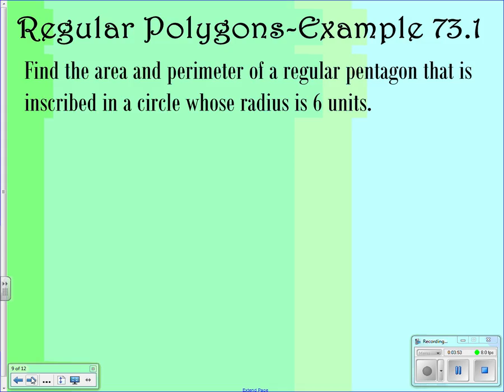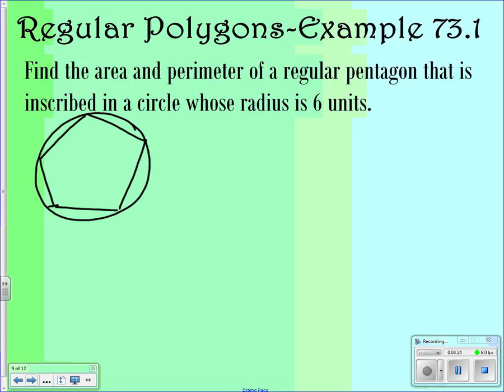Okay, so let's look at the example. Find the area and perimeter of a regular pentagon that is inscribed in a circle whose radius is 6. So is the circle on the inside or is the pentagon on the inside? The pentagon is inside, inscribed in a circle. So that's what we're going to start by drawing. We're going to have a circle, and we're going to put a pentagon inside of it. Okay? And we are looking for both the area and the perimeter of this figure.